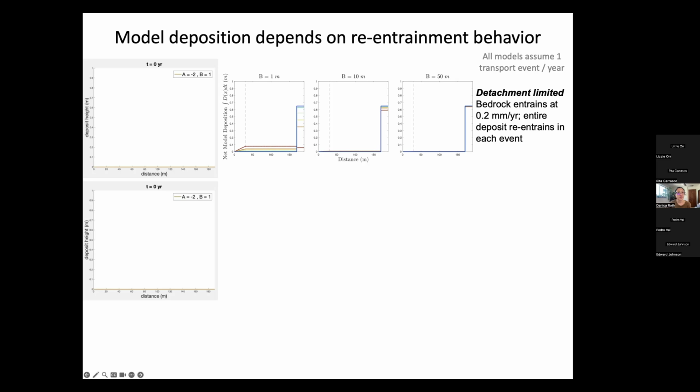These are all iterative time step models assuming one transport event per year. This is an example of what we might call a detachment limited model, where the bedrock is entraining at that rate that we estimated, and then the entire deposit just re-entrains in every event. So anything that's not attached immediately just rolls down the surface.